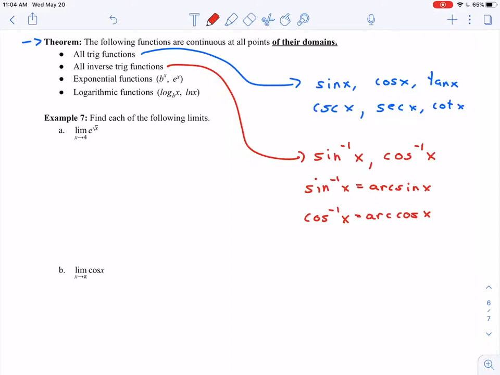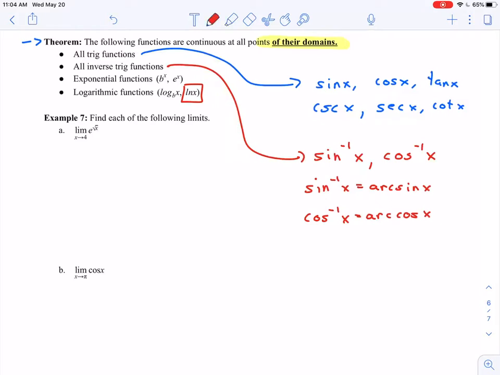All exponential functions, so all functions that look like b to the x, and in particular e to the x is kind of the one that we care the most about, as well as all logarithmic functions, log base b of x and natural log of x. Again, natural log of x is probably the one we're going to care about 99% of our time. And the one thing I will point out here is this really important part. It says of their domains. They're continuous on their domains, which means they are not necessarily continuous everywhere.